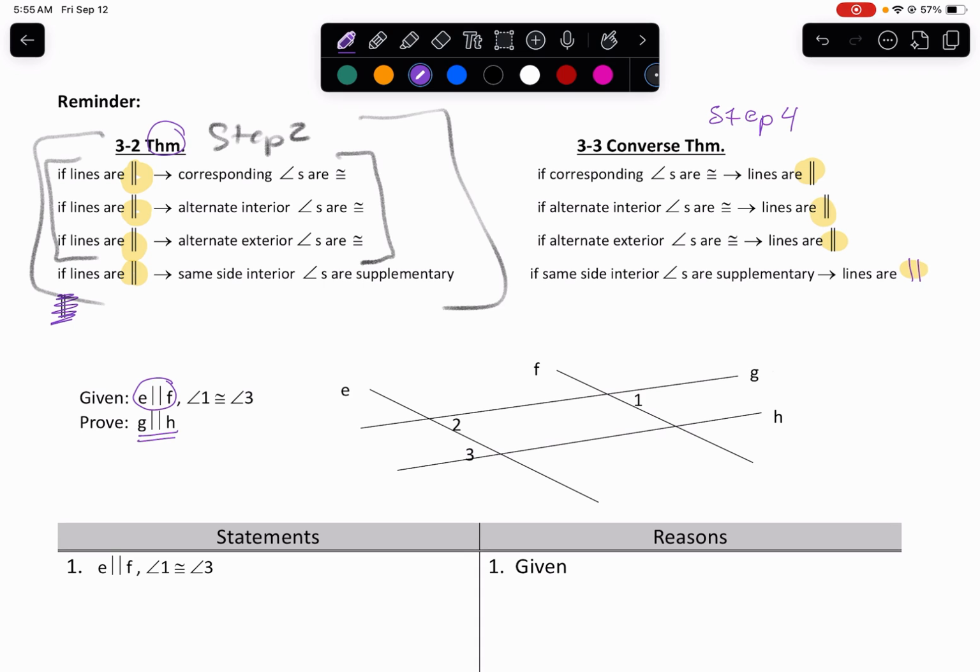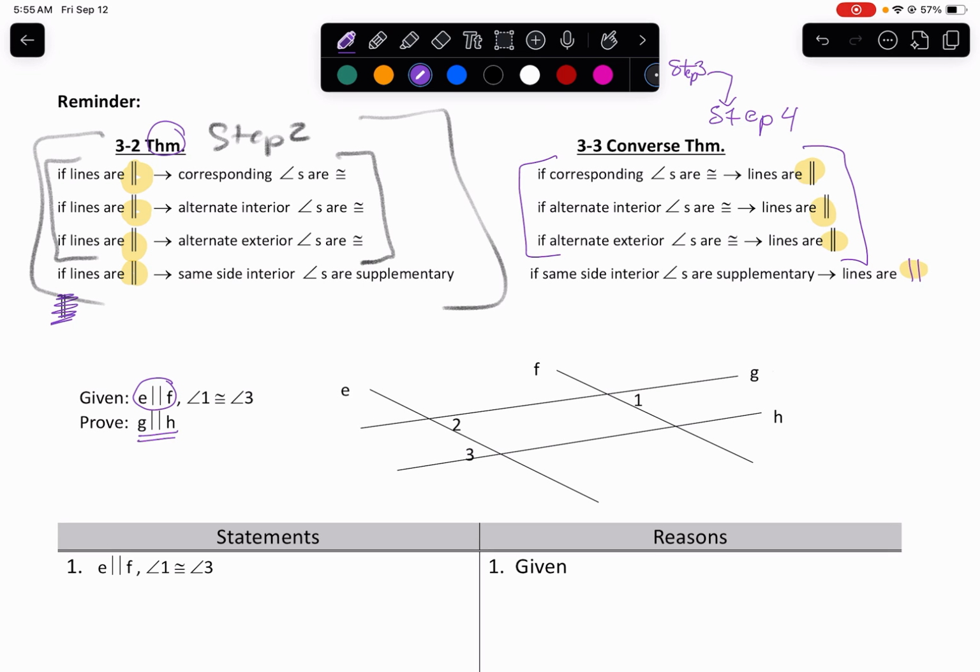So looking at our step 3 angles, we're going to then use those to say which of the converses that we have. We're going to look for congruent angles that are corresponding. We're going to look for alternate interior angles that are congruent. We're going to look for alternate exterior angles that are congruent. Or looking at same side interior angles that are supplementary.